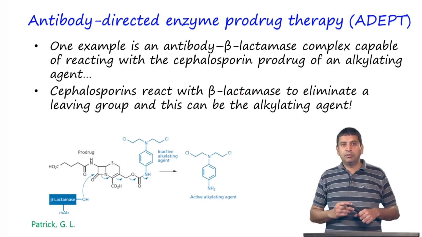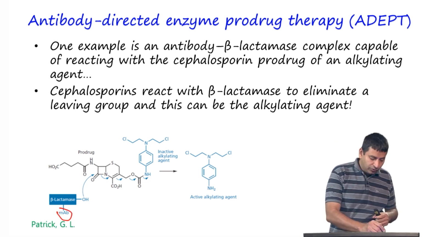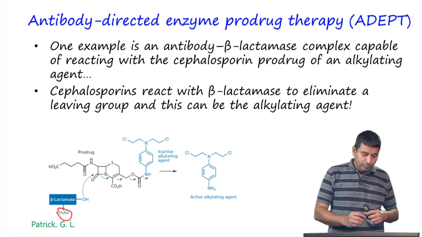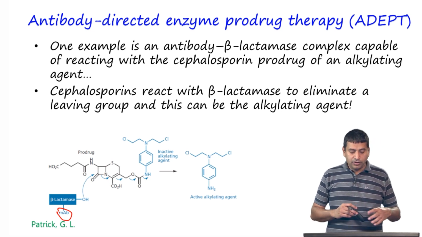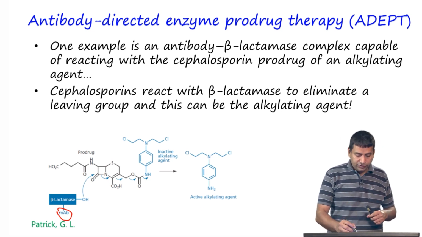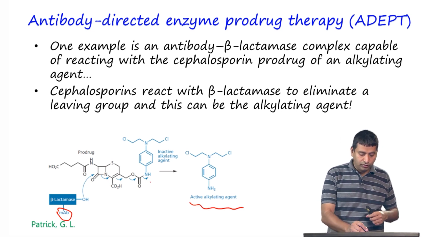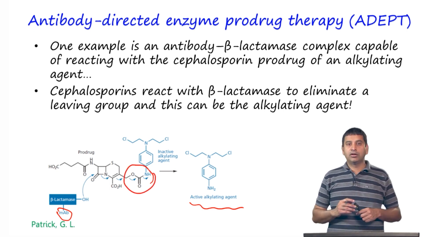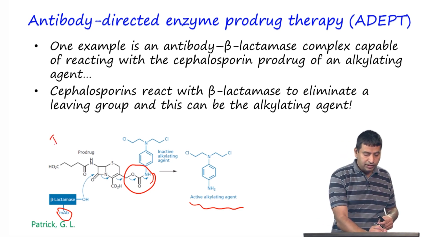So, the example that we are going to look at now is the beta lactamase complex. What you do is conjugate a monoclonal antibody to beta lactamase, and this DNA alkylating agent, which is shown here, is conjugated in the following manner to produce this inactive molecule. So, on its own, this molecule on the left is inactive.